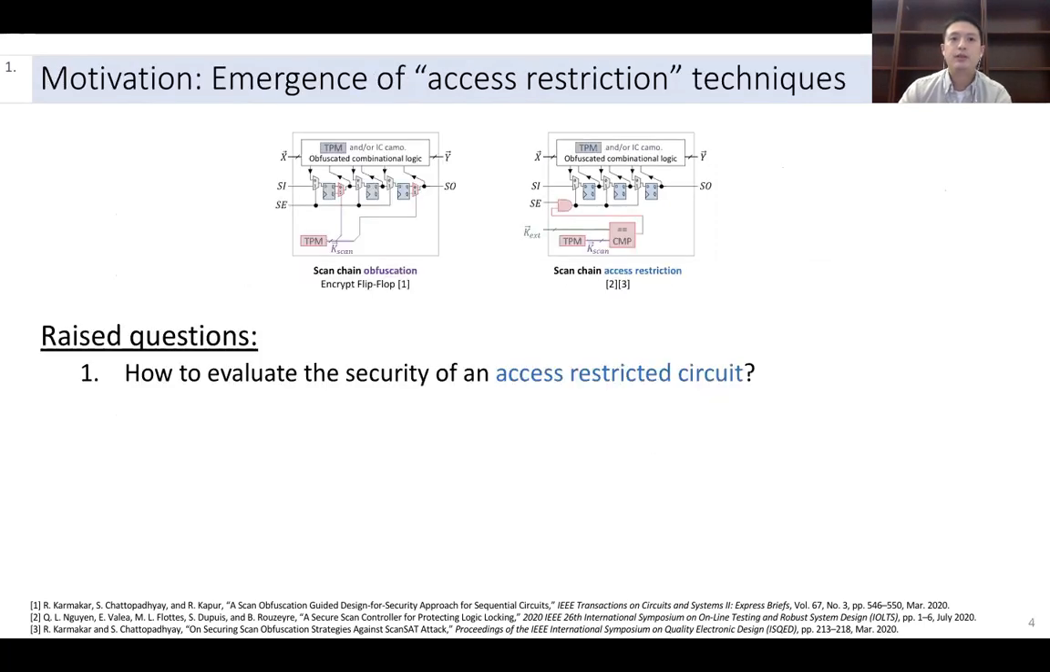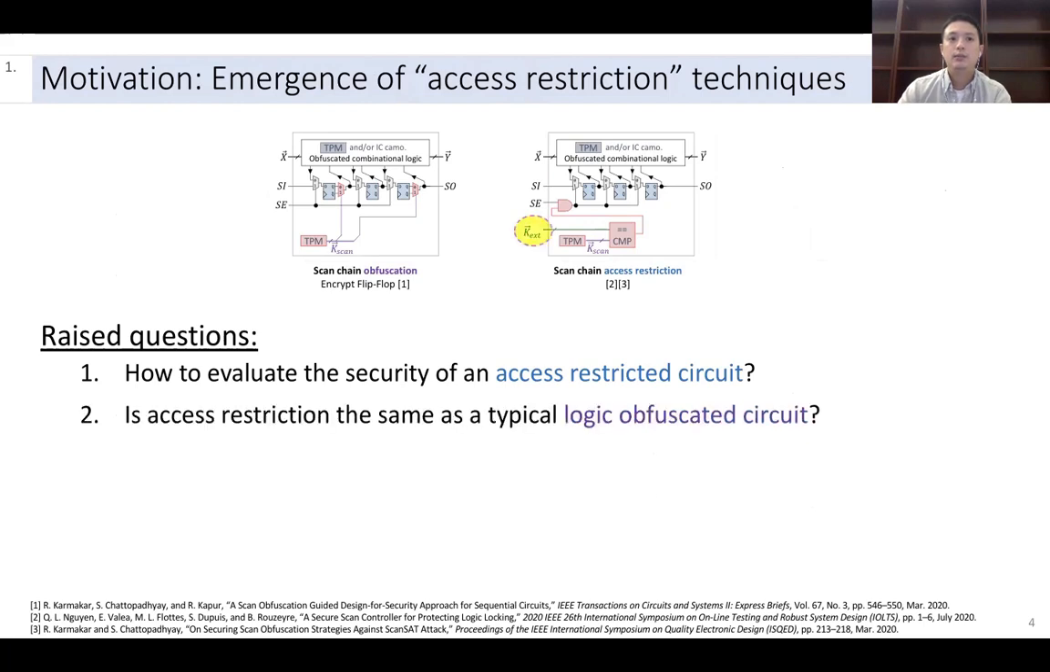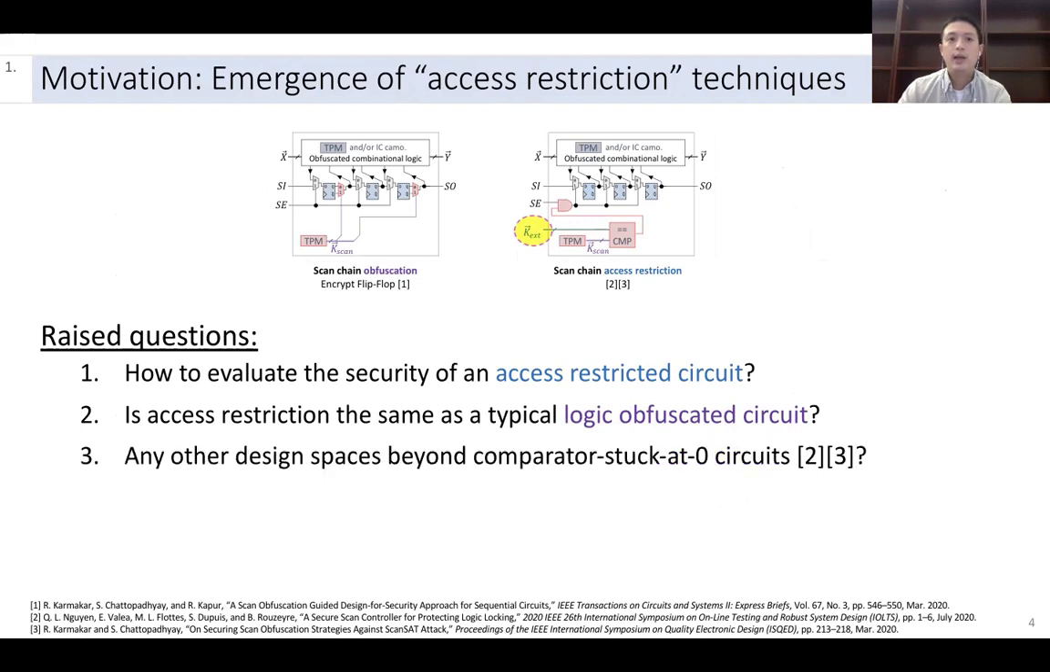So this motivates the following questions that we will answer in this work. First, how can we evaluate the security of an access restricted circuit, such as the restricted scan chain? Second, is access restriction the same as logic obfuscation that we are more familiar with? And third, are there any other designs beyond the comparator stuck at zero design, as the one shown on the right here?